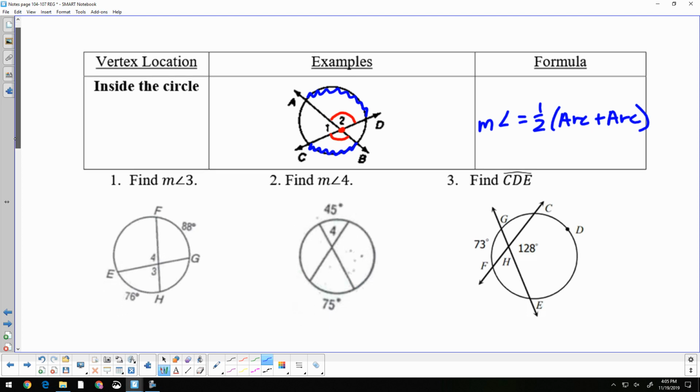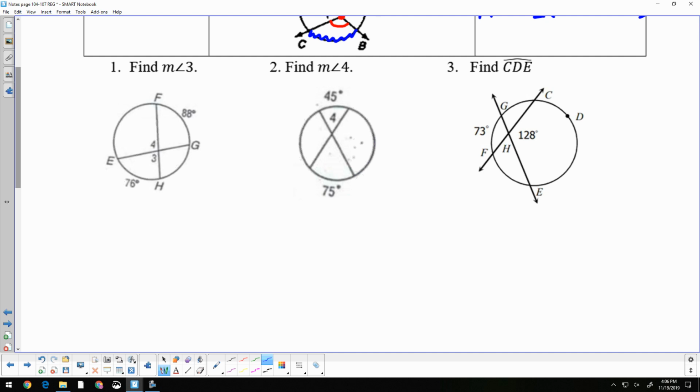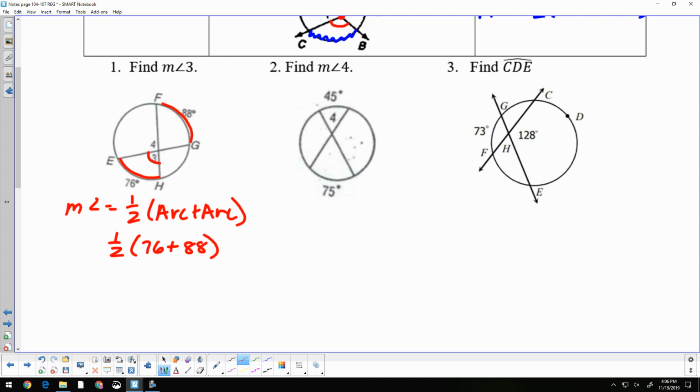So let's do some examples. So in number 1, they're asking me to find the measure of angle 3, so that means I need 76 and 88. So if the angle is equal to 1/2 the arcs added together, I end up with 1/2 76 plus 88. When I plug that into my calculator, I end up getting the measure of angle 3 is 82. So once you set up the equations, just plug it into your calculator.